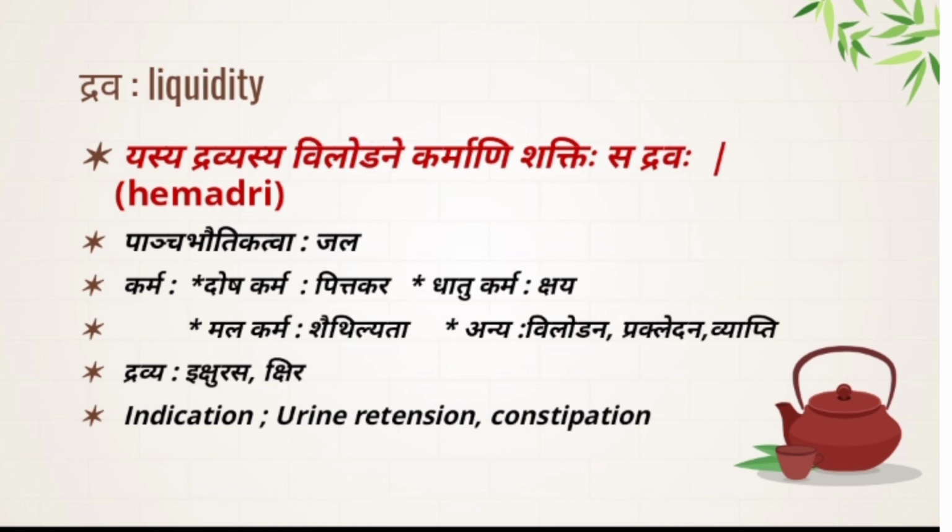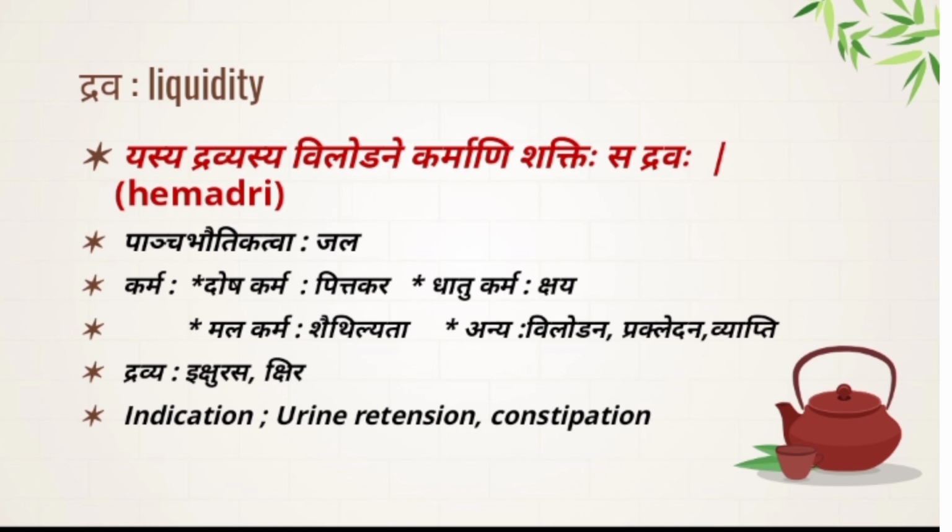Next is drava guna, liquidity. Yasya dravyasya vilodhane karmani shaktihi sa dravaha. In the body, the quality which causes liquidity is nothing but the drava guna. So what is the pancha bhautikatva? Obviously jala. And what karma does it do? Dosha karma, it is pitta kara. Dhatu karma is dhatu kshaya karaka. Mala karma is mala shaithilyata it does. Anya karma like vilodana, prakledana, vyapti, the reason for spreading and all. Dravyas are like ikshurasa and kshira.